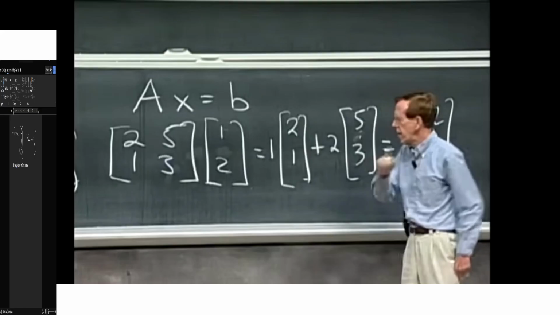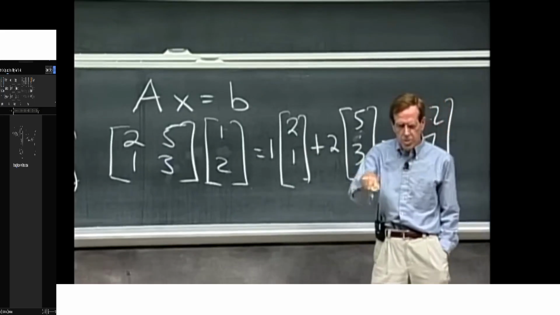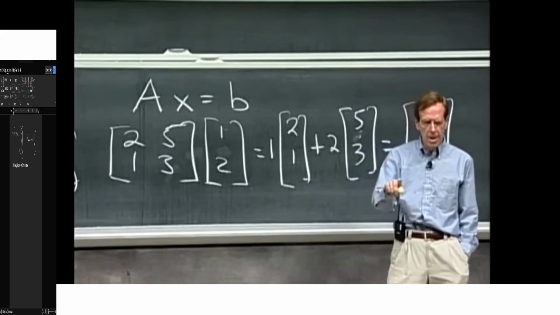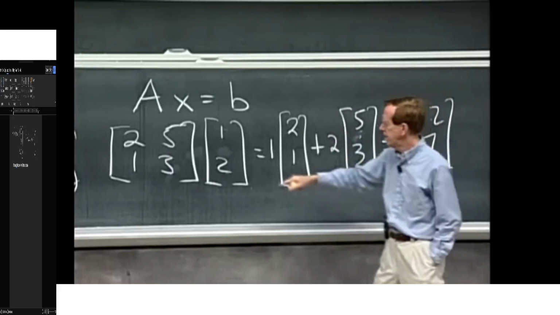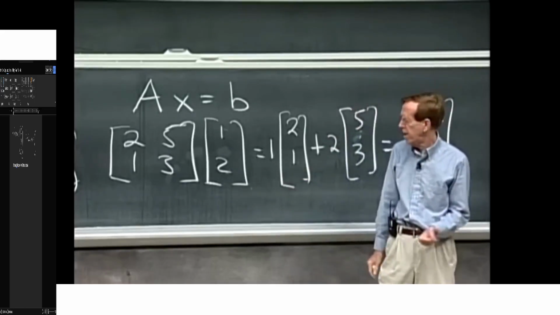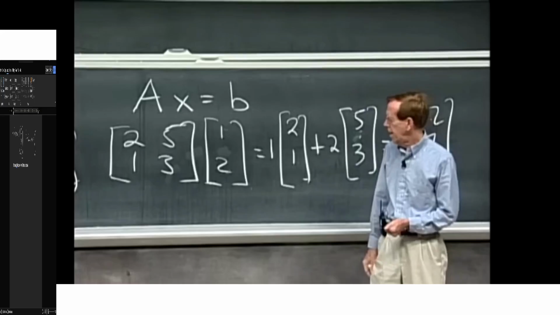Say that again. I can do it by rows, and each row times my x is what I'll later call a dot product.